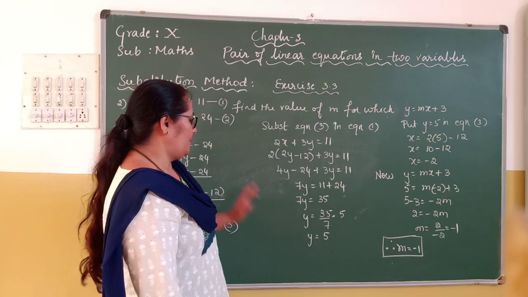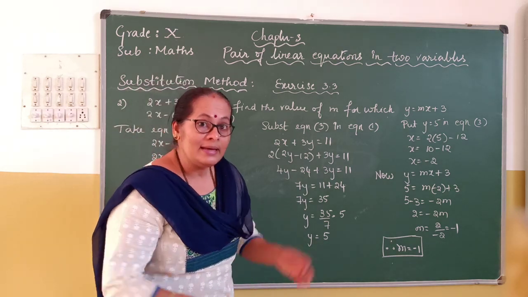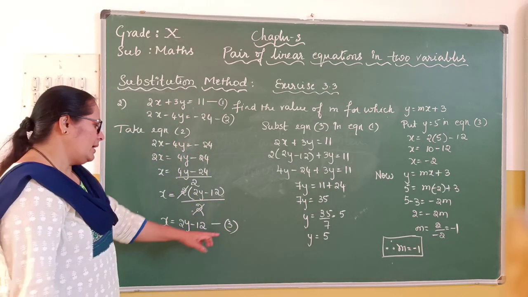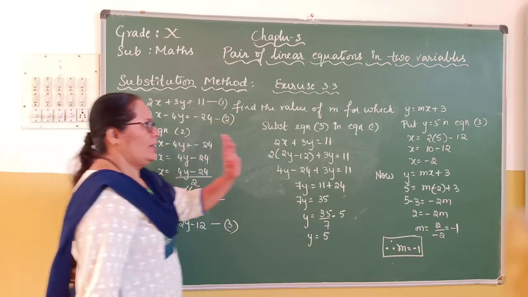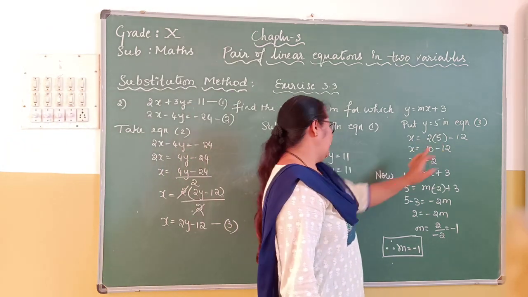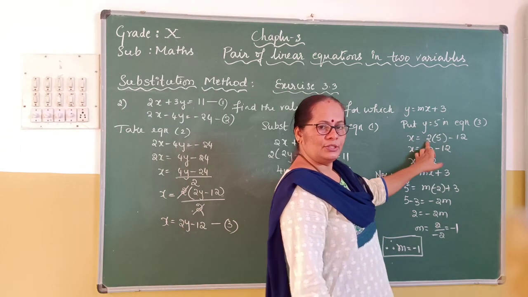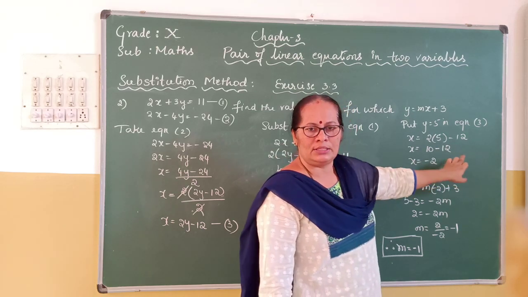Then you have to find the x value now. You got the y value. Now you have to find the x value. To find the x value, again you substitute in equation 3 where y is 5. So x equals, see here, 2y minus 12, y is 5. So 2 into 5 minus 12, which is 10 minus 12.